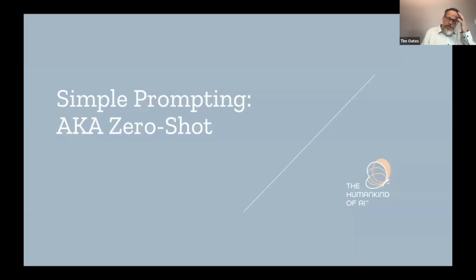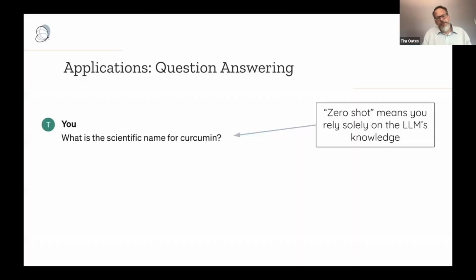Okay, so let's look at some simple prompting methods, and we're going to call these zero shot for reasons that I'll explain here. These are literally screenshots from a bunch of interactions that I have with ChatGPT. So these are called zero shot because they rely just on the LLM's knowledge. All I'm doing is rolling up to GPT 3.5 in this case and saying something to it, and it responds. I'm not providing it any data.